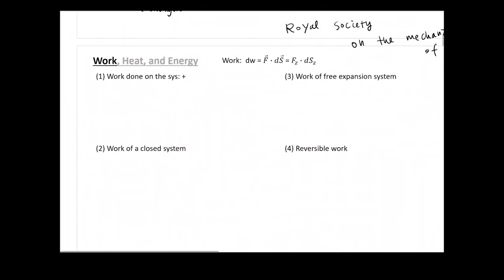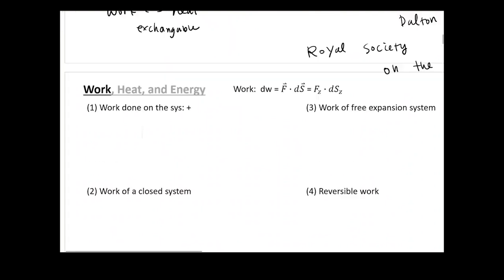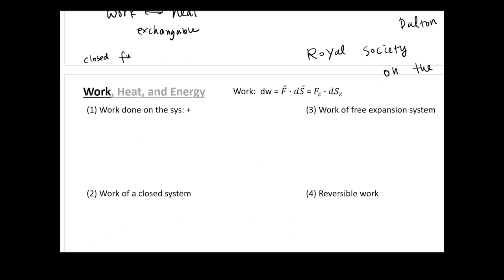To get started, we're actually going to define our system. The system we're going to use will be the so-called closed fluid system. So it's going to be a closed system, and the material cannot be exchanged between your system and your surrounding. Fluid system means it can either be gas or liquid.